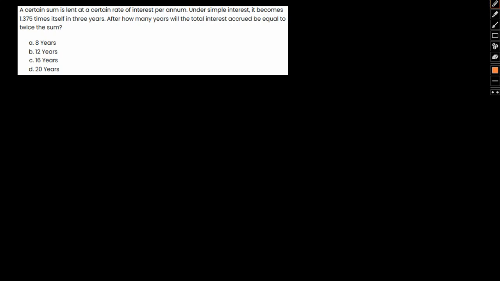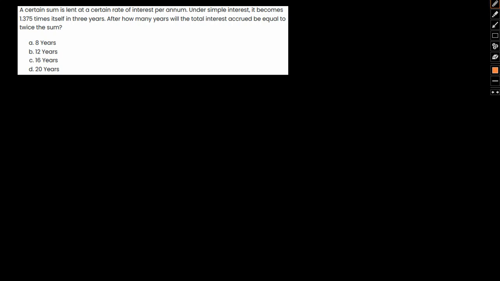A certain sum is lent at a certain rate of interest per annum. Under simple interest, it becomes 1.375 times itself in 3 years. After how many years will the total interest accrued be equal to twice the sum?